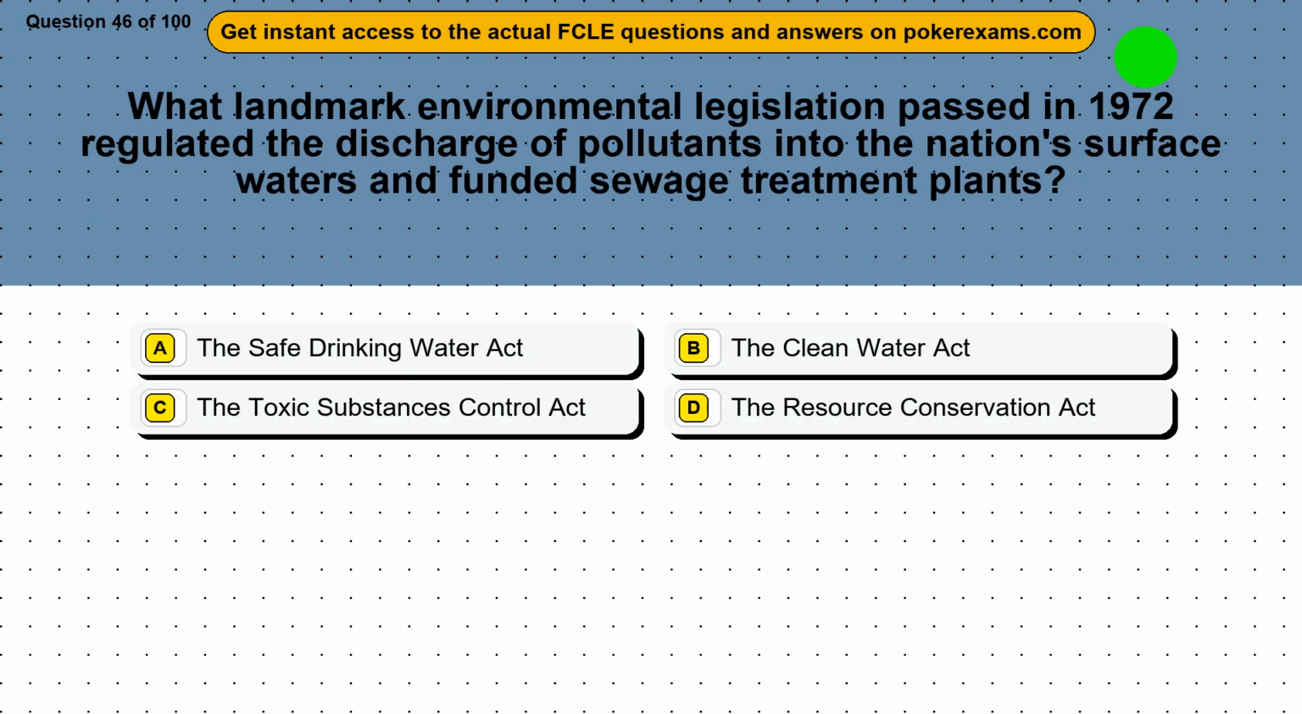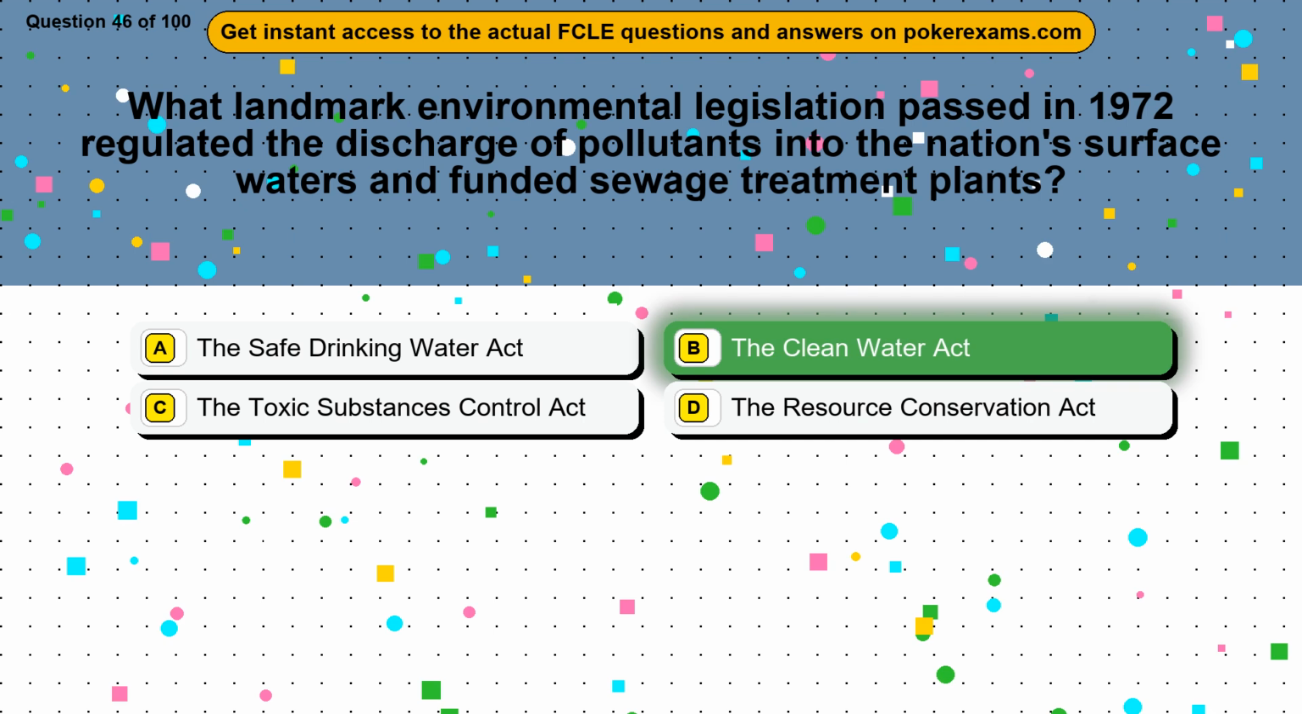Question 46. What landmark environmental legislation passed in 1972 regulated the discharge of pollutants into the nation's surface waters and funded sewage treatment plants? Option A, the Safe Drinking Water Act. Option B, the Clean Water Act. Option C, the Toxic Substances Control Act. Option D, the Resource Conservation Act. The correct answer is option B, the Clean Water Act.